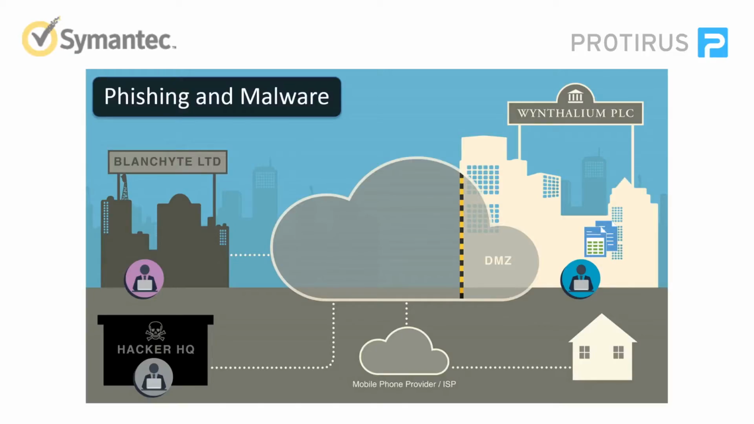In this scenario, Wynthalium is supposed to represent your organisation, but Blanchyte represents an organisation that doesn't mind using nefarious means to gain a competitive edge over your organisation. And finally we have Hacker HQ. It's basically a gun for hire who will do pretty much anything in the cyber world for financial gain.